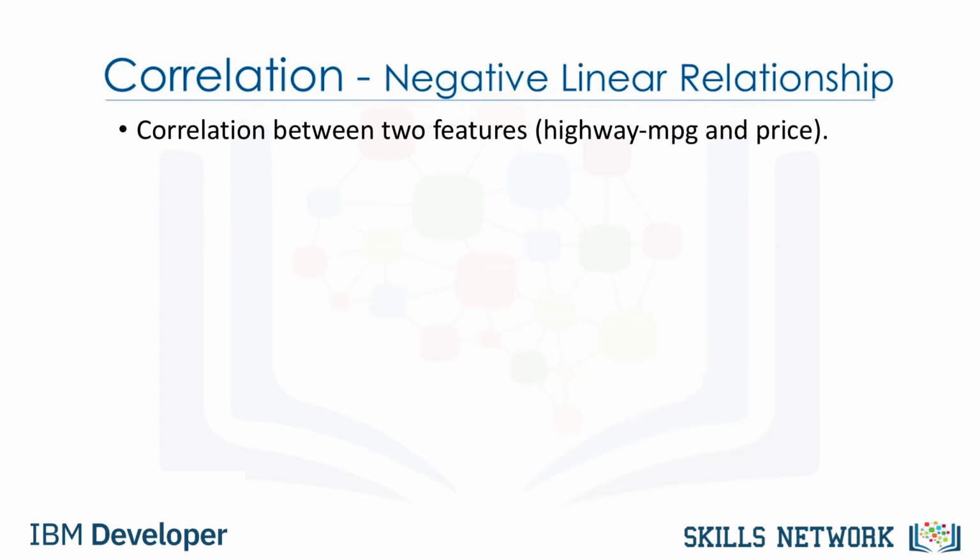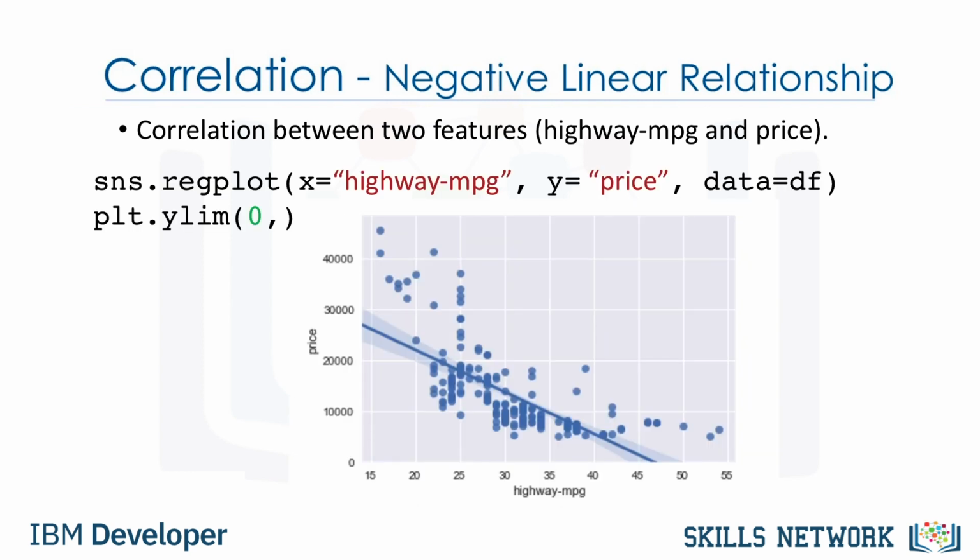As another example, now let's look at the relationship between highway miles per gallon to see its impact on the car price. As we can see in this plot, when highway miles per gallon value goes up, the value of price goes down. Therefore, there is a negative linear relationship between highway miles per gallon and price. Although this relationship is negative, the slope of the line is steep, which means that the highway miles per gallon is still a good predictor of price. These two variables are said to have a negative correlation.